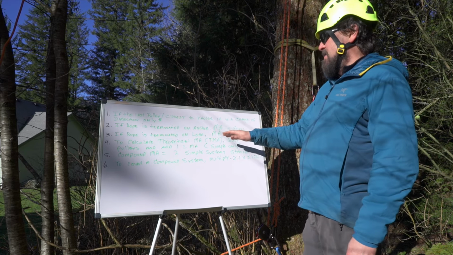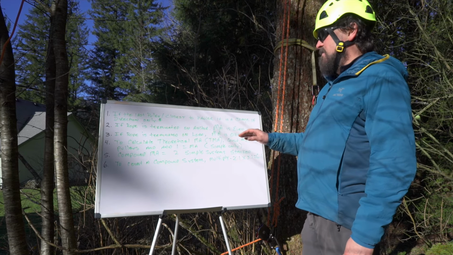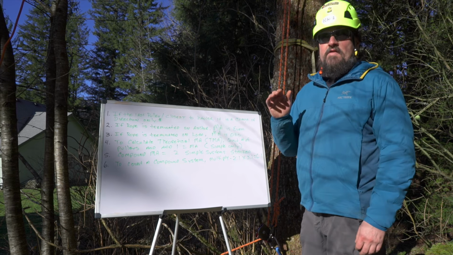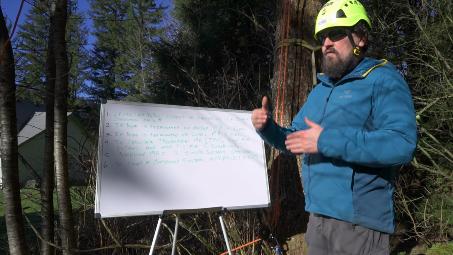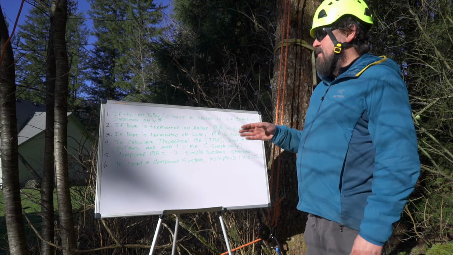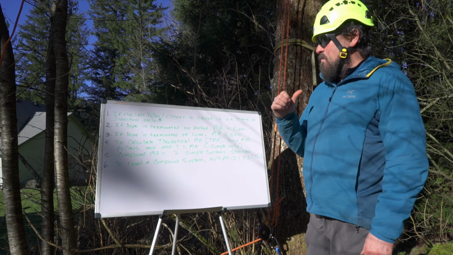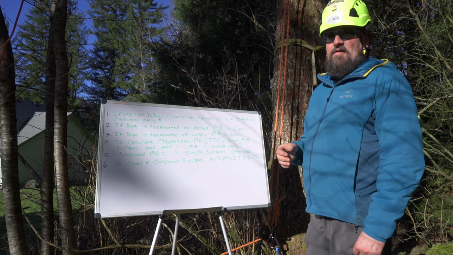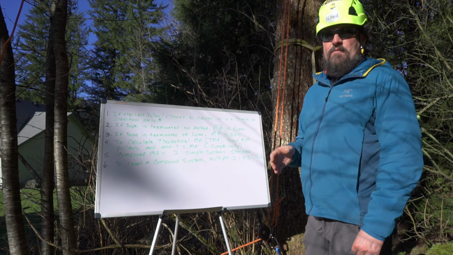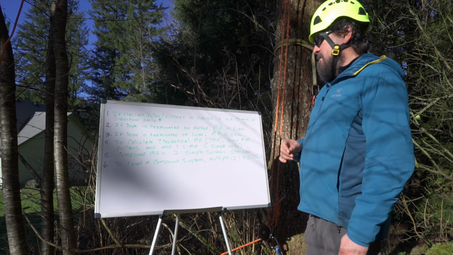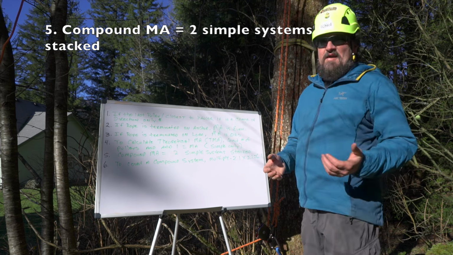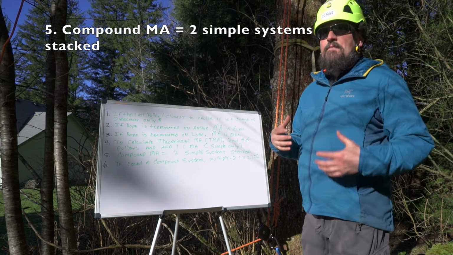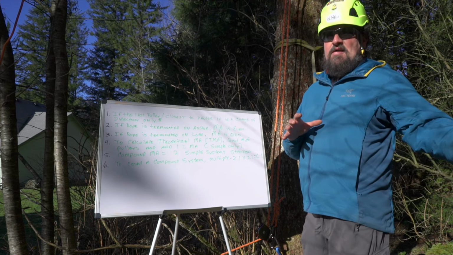So to calculate your theoretical MA, you count the number of pulleys in your haul system, not our changes of direction and our directionals, only what's in the haul system. You count those number of pulleys, you add one, that equals your mechanical advantage. And remember, that's in a simple mechanical advantage system only, not complex. All right, rule number 5, a compound mechanical advantage system is just two simple systems stacked on each other.